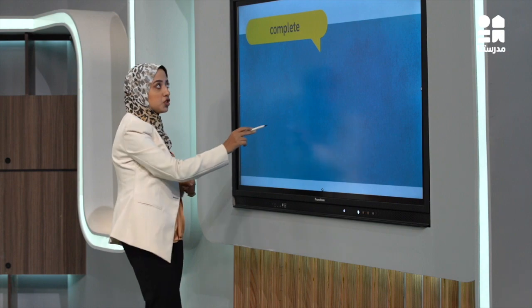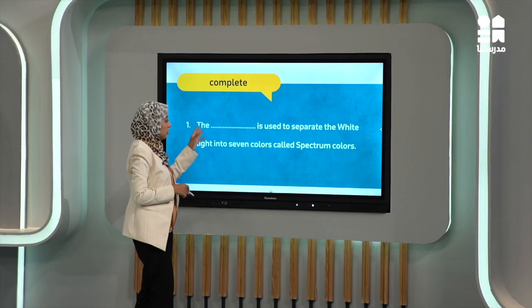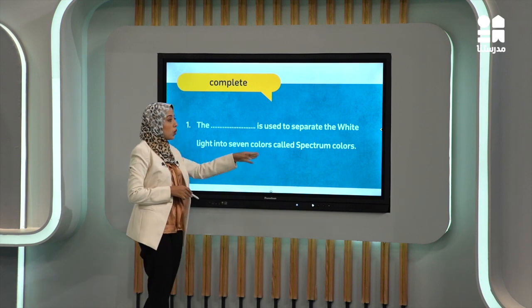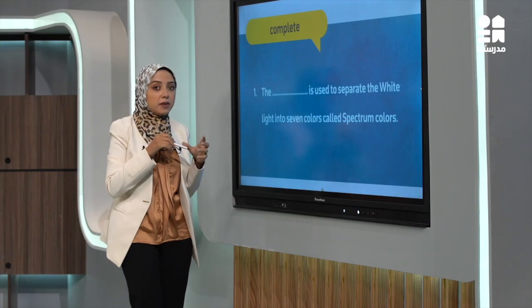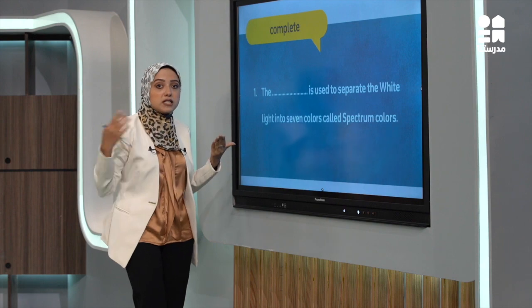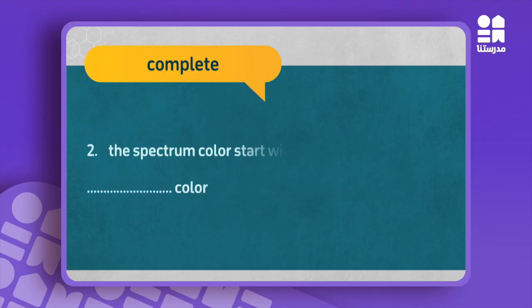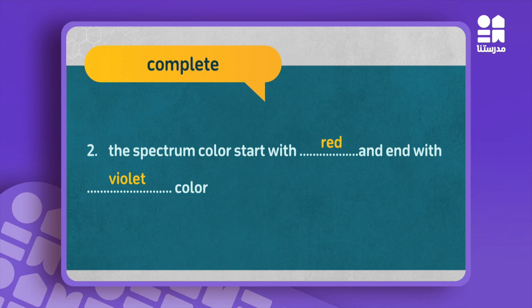Now, complete question. Okay, what is used to separate the white light into 7 colors called spectrum colors? ايه الحاجة اللي استخدمناها عشان يحصل separation للwhite light ل 7 spectrum colors? The glass prism. Okay, now the spectrum colors start with what and ends with what color? It starts with the red color and ends with the violet color.